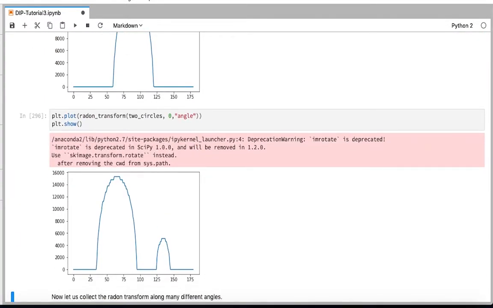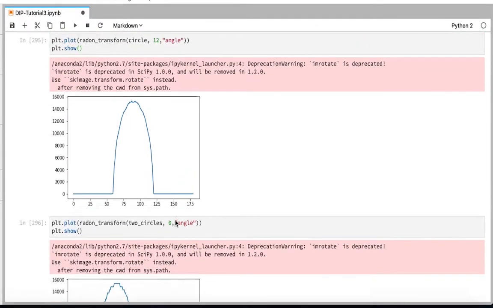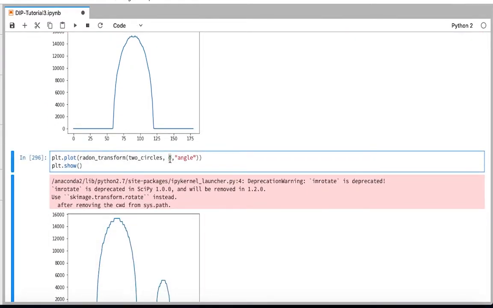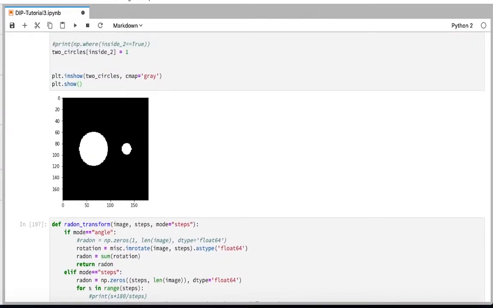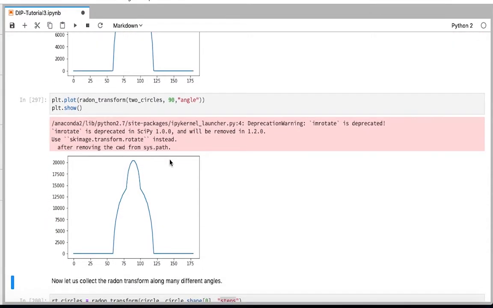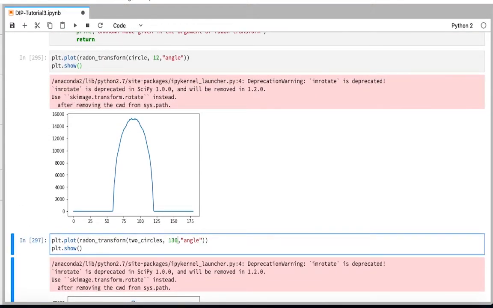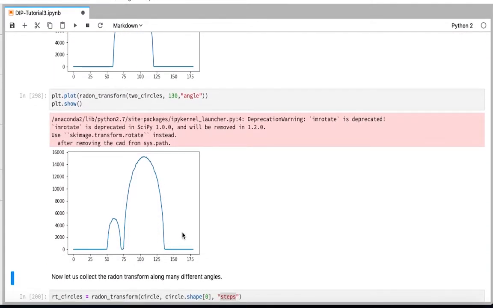Let's see what we get when we scan it from the bottom. You just see a huge bump and a small bump. As you change the angle and measure it from 90 degrees, you see this, because one circle is occluding the other, so you see a huge bump like this, and you have the rest, and you can see for other angles.